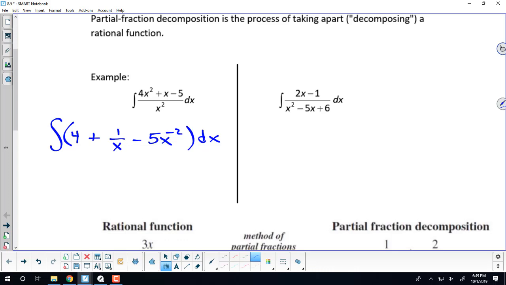Something like 2x minus 1 over x squared minus 5x plus 6, on the other hand, is a little bit different. So here's something that we would use a partial fraction decomposition on. The way we see these in context is it's a polynomial over another polynomial. So how do we integrate rational functions? That's when partial fraction decomposition could be a strategy to find the antiderivative.